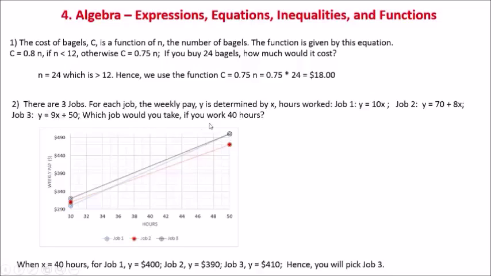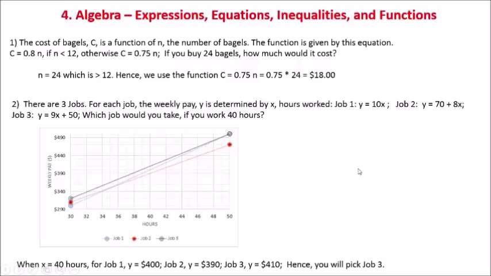Which job would you take if you work 40 hours? Okay. And they have given you the graph here. On the x-axis, you've got the number of hours, which is X, right? On the y-axis, the weekly pay, which is Y. Okay. And then this job 1 is the light blue line, job 1. The red color one is the job 2 equation. Job 3 is this one up at the top, okay?